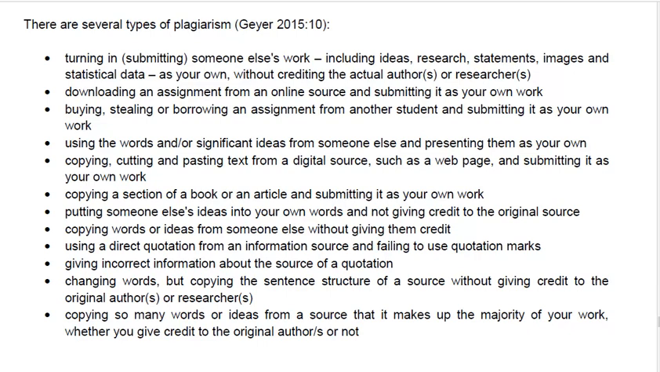Downloading an assignment from an online source and submitting it as your own work. Buying, stealing, or borrowing an assignment from another student and submitting it as your own work. Like what I am doing right now, I am giving you guidance on how to write this portfolio. You don't have to take everything that I'm saying here and put it exactly the way I'm saying it. That will be plagiarism. Just use this as guidance on how to do this whole thing, guys. This is not the actual answer that you are supposed to use.